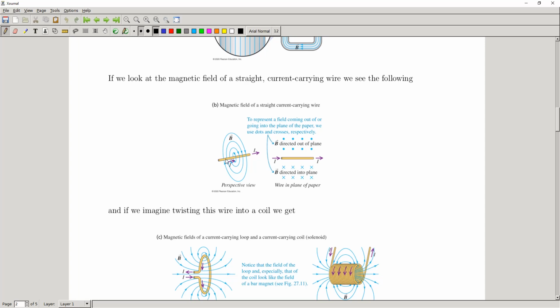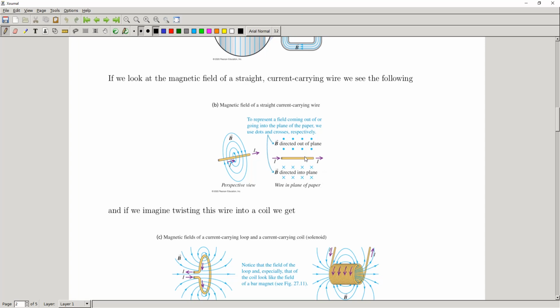If you put your right hand sort of face up on the page or the monitor or whatever you're looking at this on, and your thumb points in the direction of the current, your fingers are going to curl in the direction of the magnetic field. Okay, and that's kind of what we also see on this right-hand diagram.